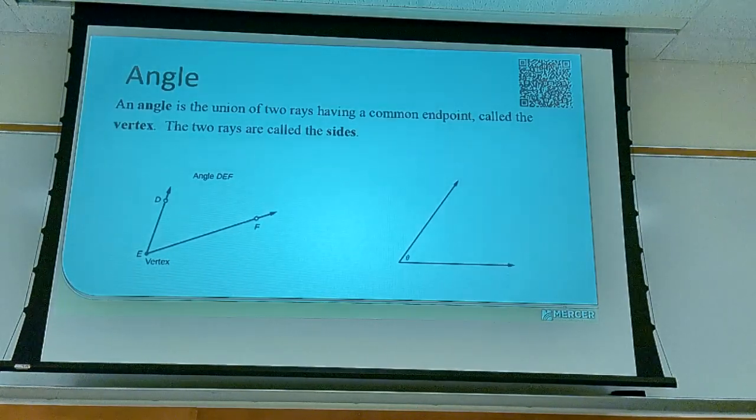Conventionally, for angles, we use Greek letters. The two most common are theta, which is what's up there, and phi, which we will see later.